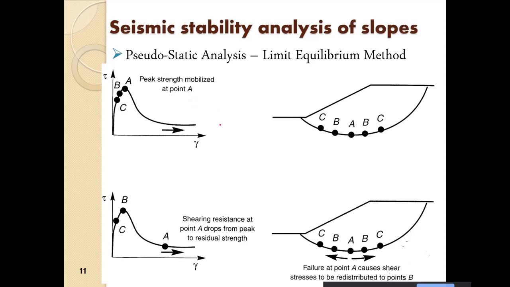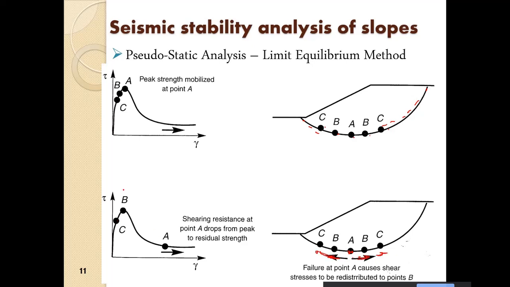We can see that when there is a failure, we have different points in the slip surfaces, and they are at different stress conditions. The first failure or the maximum shearing occurs at the point of maximum shear. So point A will shear, and then it will lead to the shearing of point B, then it will lead to the shearing of point C.